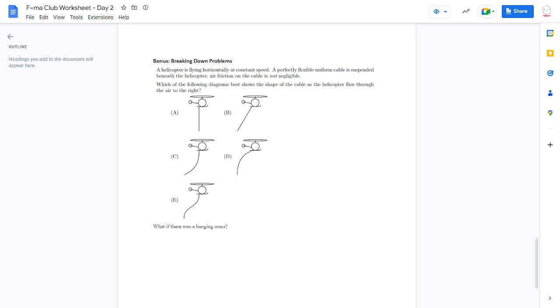So a helicopter is flying horizontally at constant speed. A perfectly flexible uniform cable is suspended beneath the helicopter. That sounds like a rhyme. Air friction on the cable is not negligible. So which of the following diagrams shows the shape of the cable?